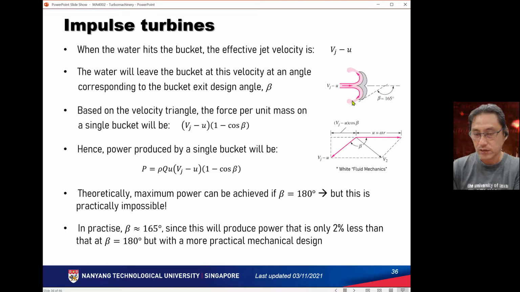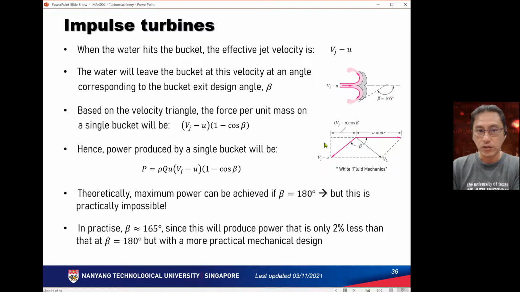So you can look at it as the direction of the water here. So this angle is angle beta. Okay, so that's the scenario. Now, basically we can construct the velocity triangle for the scenario here.